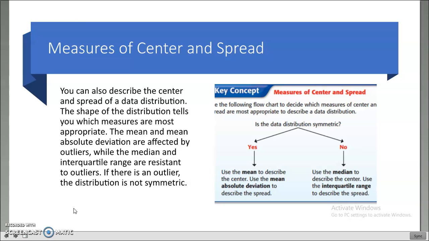So this is a little flow chart to use when you're thinking about it. Is the data symmetric? If it's symmetric, that means it doesn't have an outlier, so you should use the mean to describe the center, and you should use the mean absolute deviation to describe the spread of the data. If the data is not symmetric, you should use the median to describe the center of the data, and you should use the interquartile range to describe the spread.